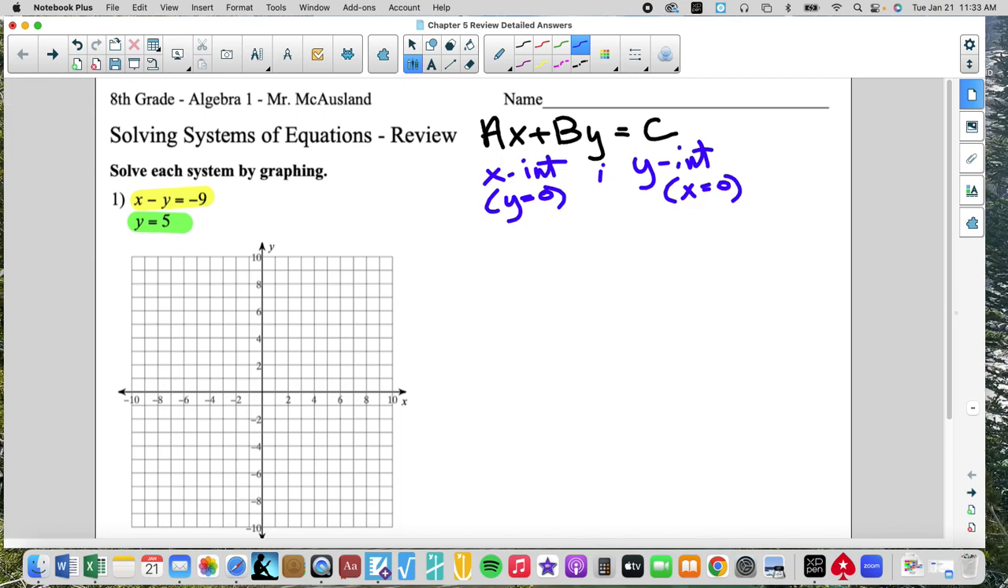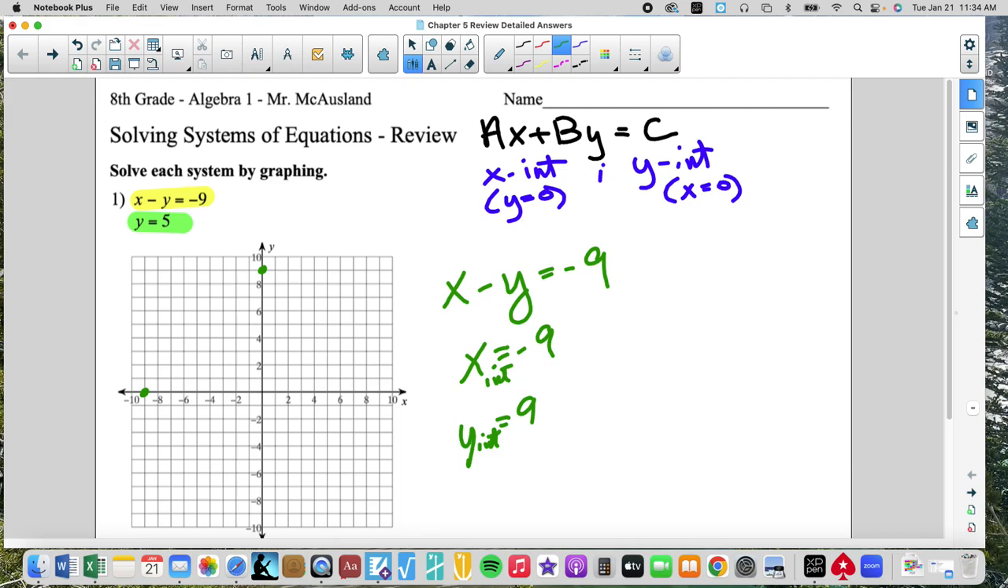So when we're looking for the x-intercept, it cancels out the y term. In our first equation, we'll write that in green, x minus y equals -9. If we cover up the y, we're left with x equals -9, which is the x-intercept. When we cover up the x, we're left with -y equals -9. We'll divide both sides by -1, and we get y equals 9. So my x-intercept is -9, we go on the x-axis at -9, and my y-intercept is 9.